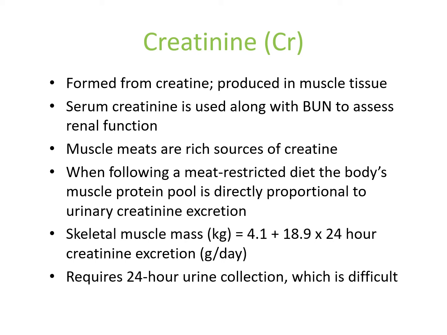So we see those people with high protein diets or that exercise a lot are going to have this elevated creatinine, right, from this breakdown in muscle tissue. Now, one of the ways we can calculate skeletal muscle mass in kilograms is 4.1 plus 18.9 times 24-hour creatinine excretion, and we can actually work backwards and see. So based on how much tissue is being broken down, we can figure out how much muscle mass the patient has. Now, this does require a 24-hour urine collection, which is difficult to manage except in hospital settings and usually with a catheter.